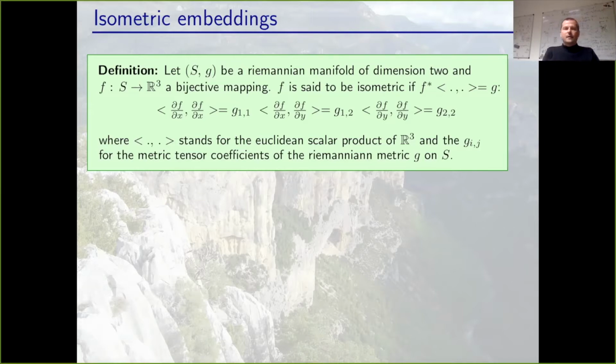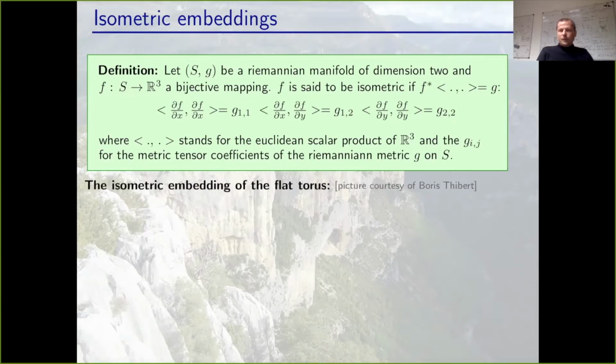And I will focus on isometric embedding of a surface in R3. So we are in Grenoble. We have very good theoretical mathematicians, but we also have strong expertise in experimental mathematics. And so I want to introduce this experiment, which has been done by Thibert, who is one of the people of the project I just told you about. So this is the experiment.